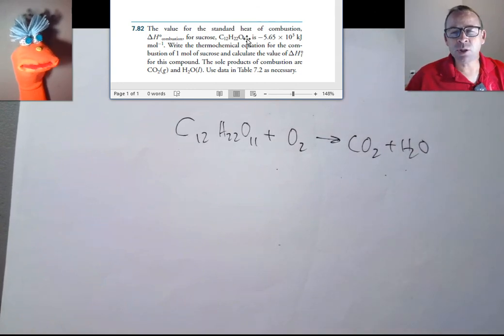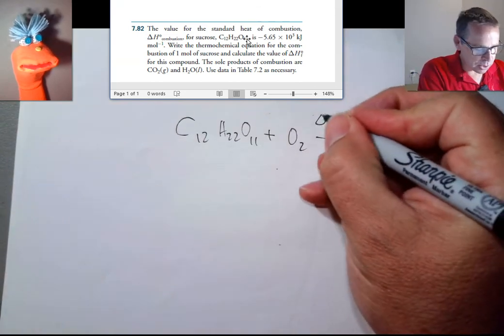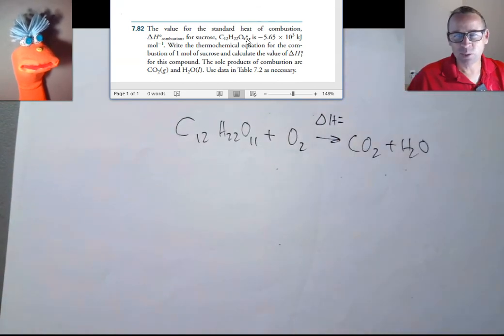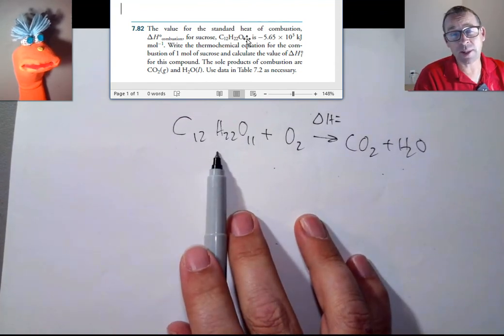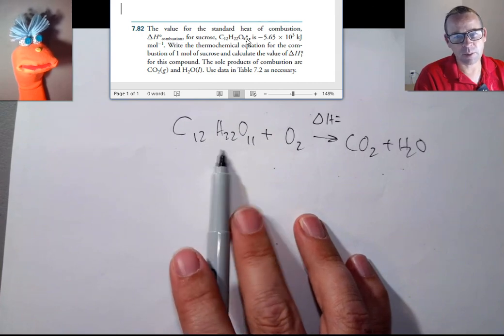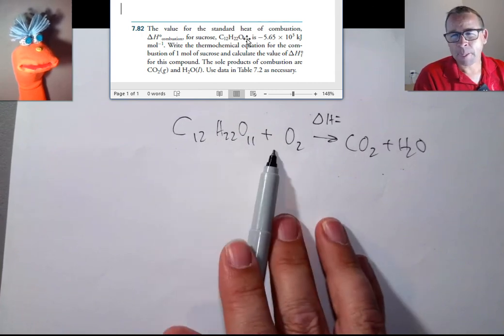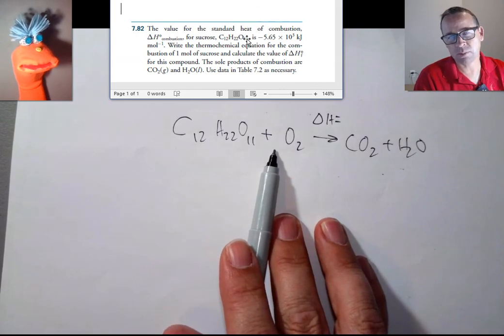And now we're going to use table 7.2 to tell us what the heat of reaction is, how much heat is released or required in this reaction. I think we know it's going to be released because we eat sugar and that's where we get our energy. So we must be getting that heat from the combustion. Now, we don't talk about combusting sugar in our bodies, right?